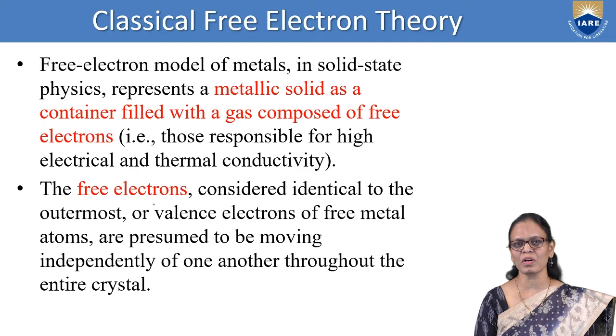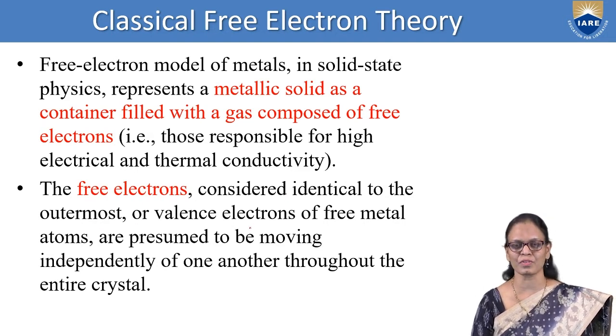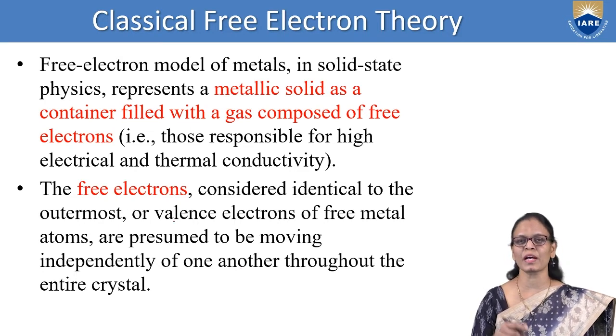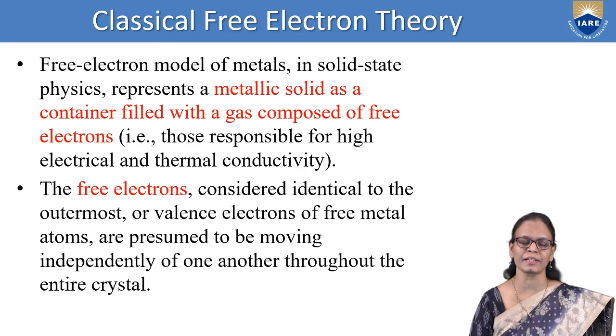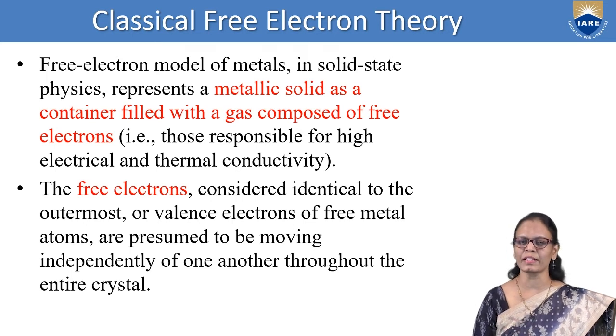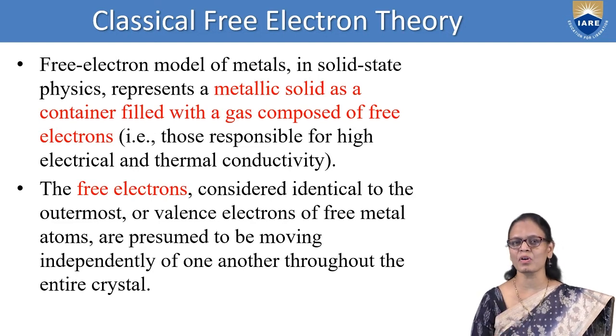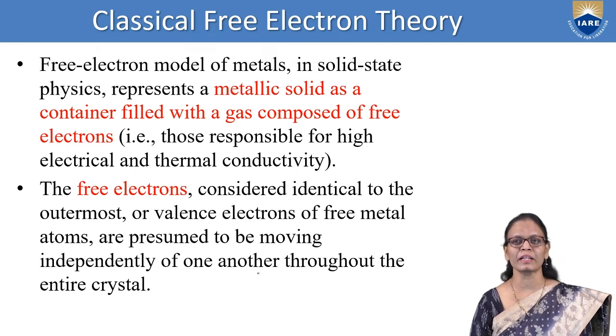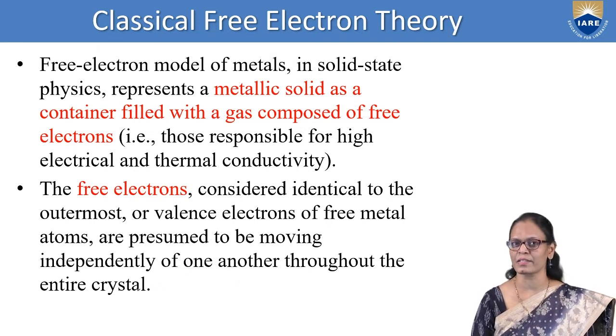The free electrons, considered identical to the outermost or the valence electrons of free atoms, are presumed to be moving independently of one another. So these electrons, which we are considering to be inside the container or the solid here, are moving independently of one another, meaning no interaction between the electrons or the other ions is considered. So they are moving freely throughout the entire crystal.